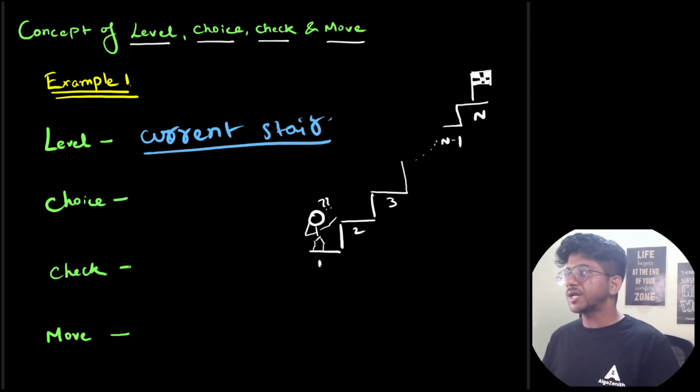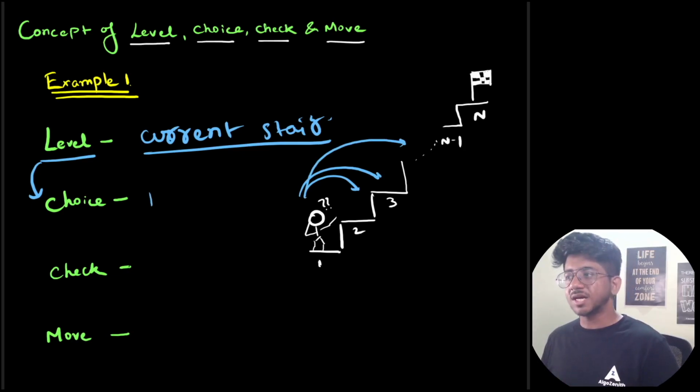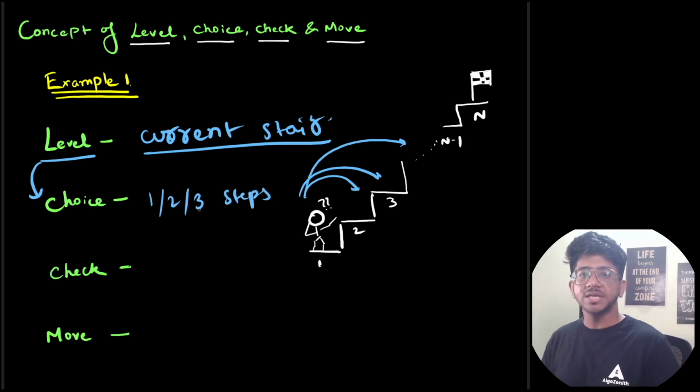Choice. If you are at a current stair at a particular level, what are my choices? I can jump one step, two steps, three steps. That's what is given to us in the problem. So my choices are 1, 2, and 3 steps.